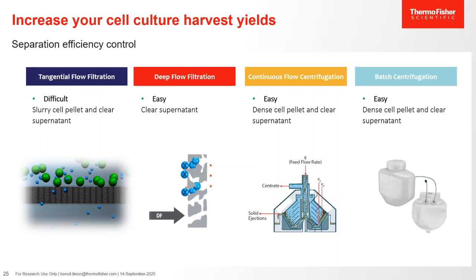In the case of the continuous flow centrifugation, we are thinking the control is easy and it's possible to obtain a dense cell pellet and a clear supernatant. In the case of batch centrifugation, the control is easy, and this method is delivering a clear supernatant and a dense cell pellet biomass.